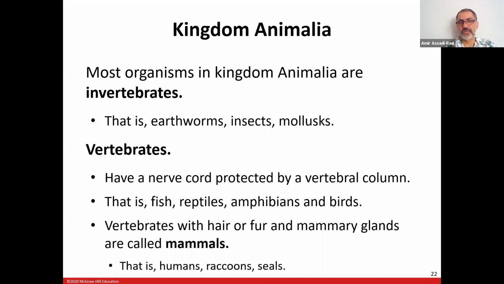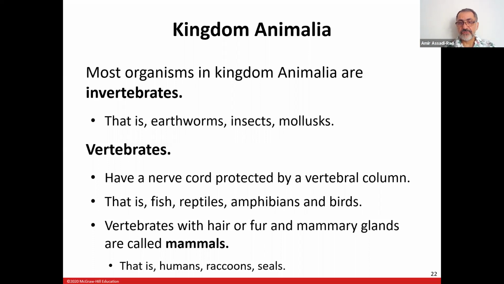So you're talking about snails, clams, octopus. And the vertebrate animals, which we are, have a nerve cord protected by the vertebral column, where the spinal cord runs through your vertebrae. This is a spinal cord running through the vertebral column. These are your vertebrates, okay? And there's a cartilage between them, which we'll talk about now. And that is fish, reptiles, amphibians, and birds.